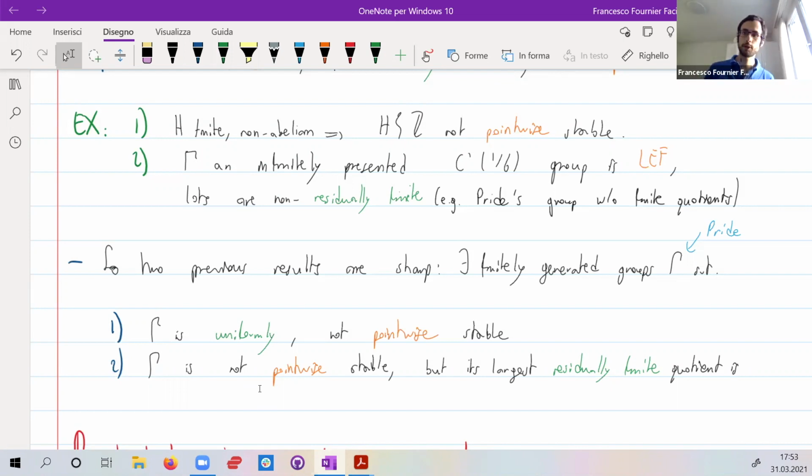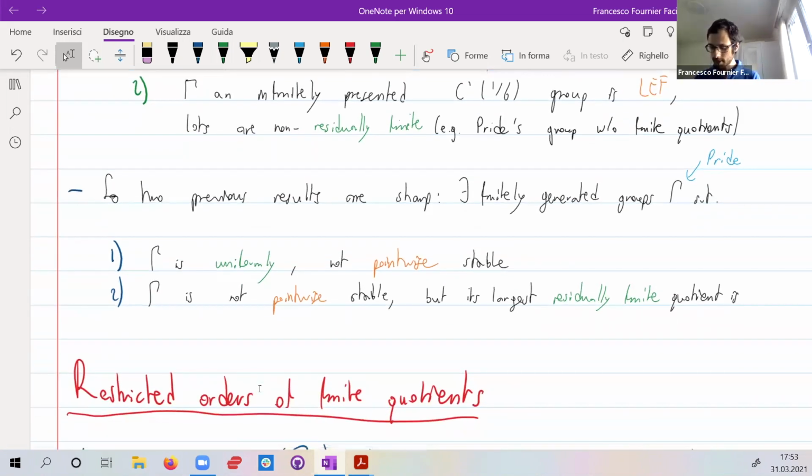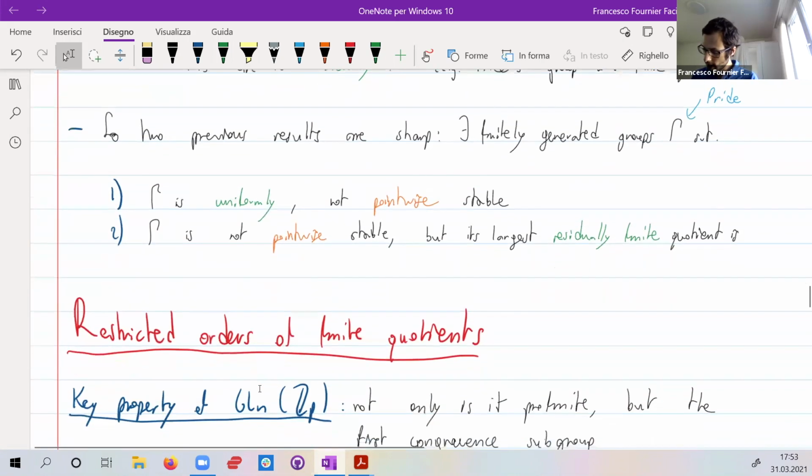All right, so let's move on now. This section is about restricted orders of finite quotients. So let me be more precise.